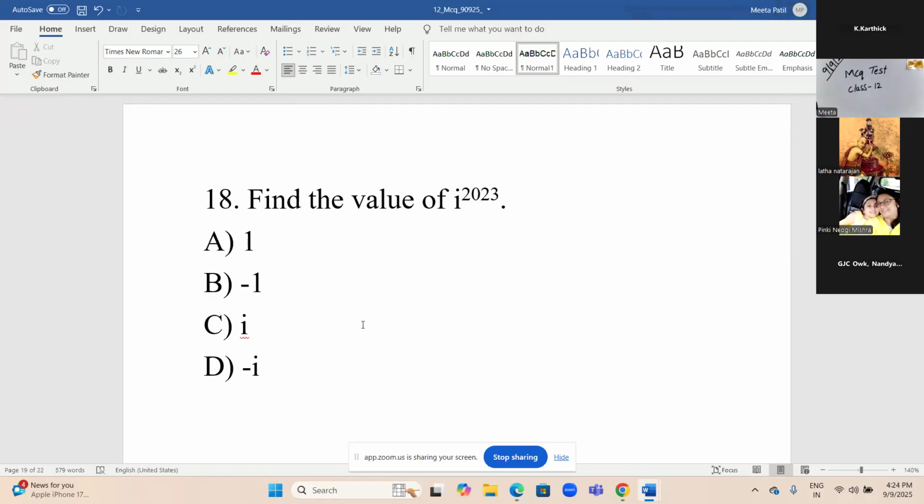Once again, I will repeat the question. For the 18th question, find the value of i^2023. Here you have the options as option A 1, option B minus 1, option C i, and option D minus i.